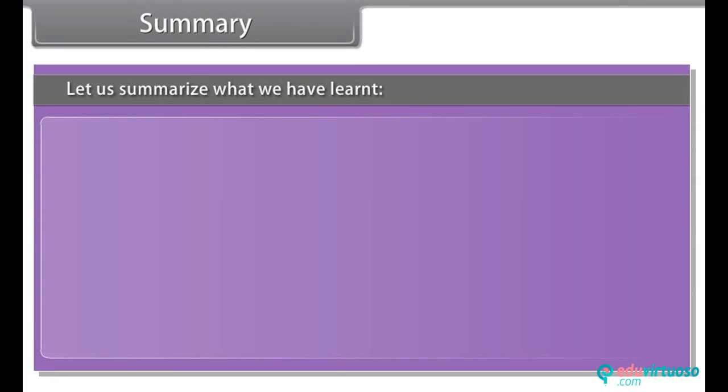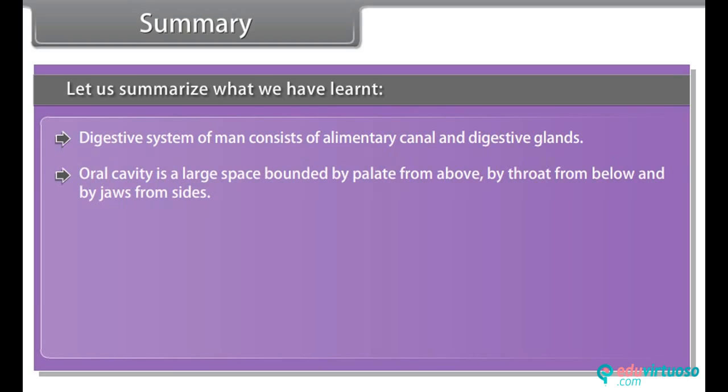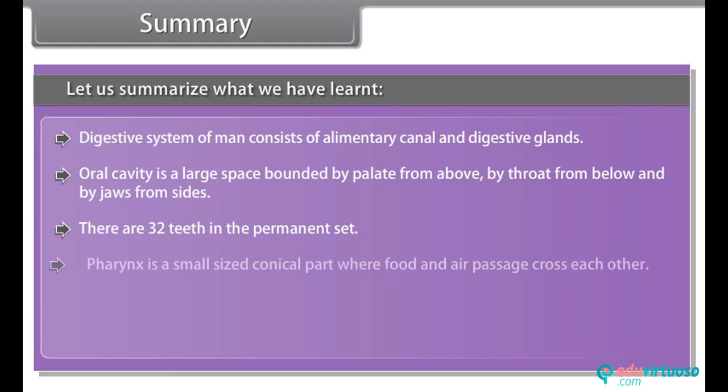Summary. Let us summarize what we have learned. Digestive system of man consists of the alimentary canal and digestive glands. Oral cavity is the large space bounded by the palate from above, by the throat from below, and by jaws from the sides. There are 32 teeth in the permanent set. Pharynx is a small conical part where food and air passages cross each other.